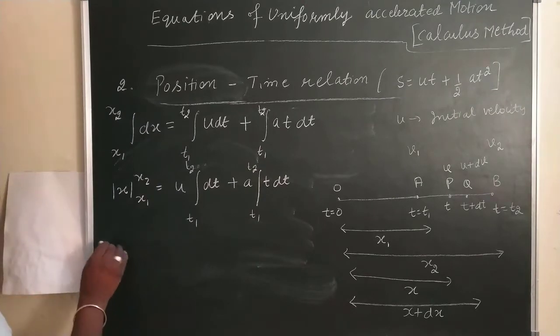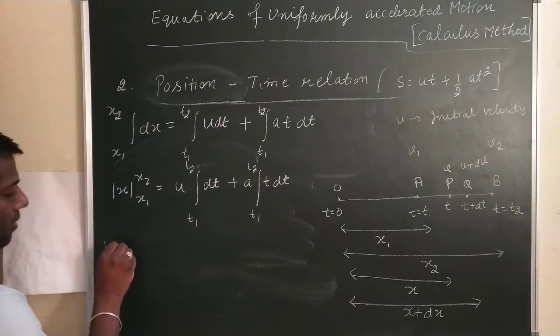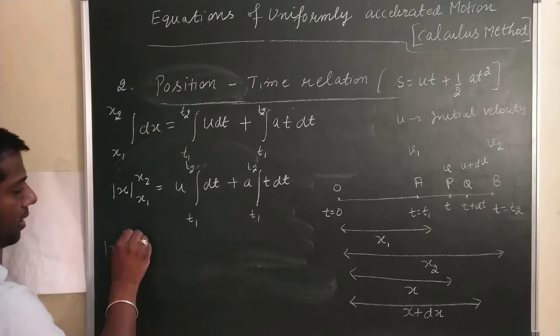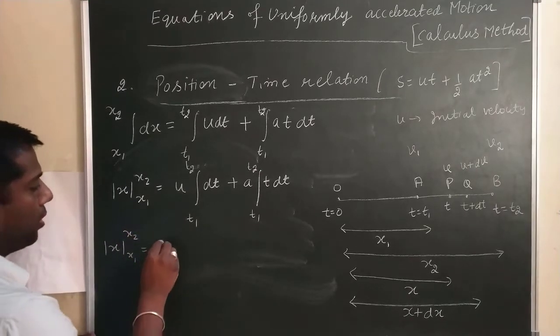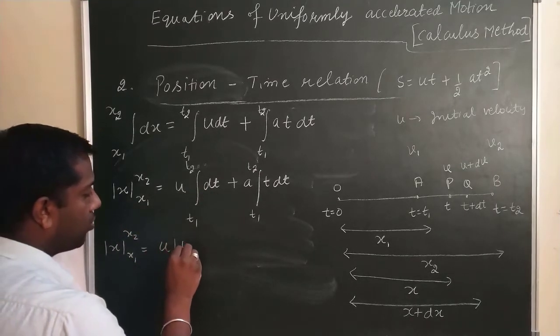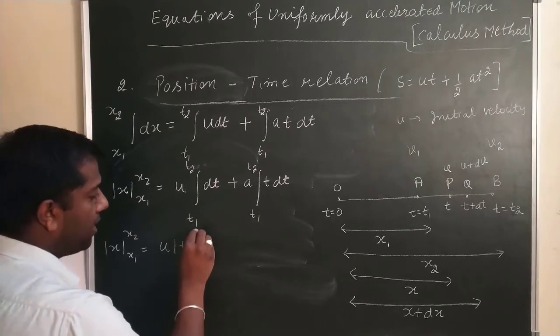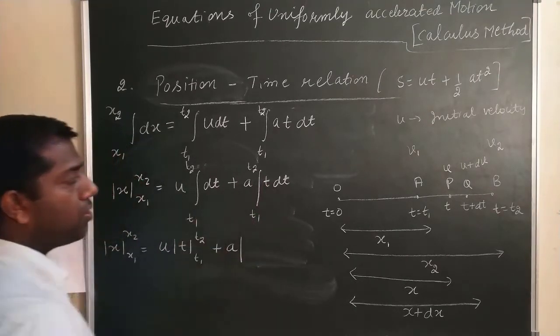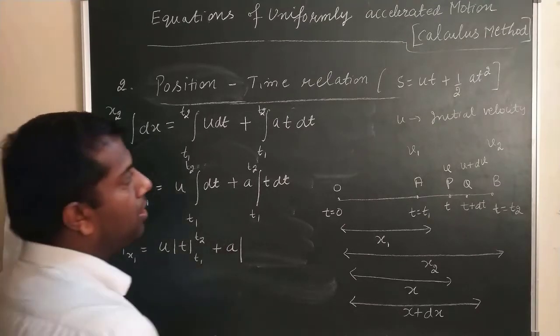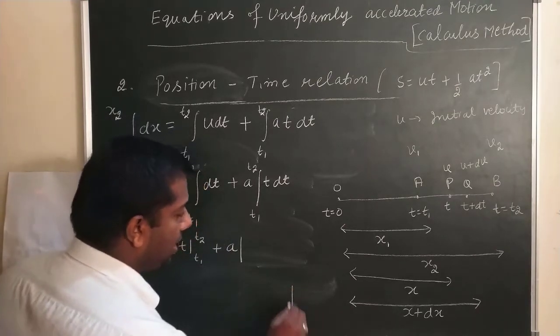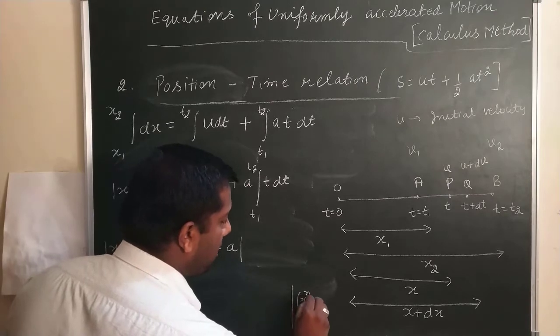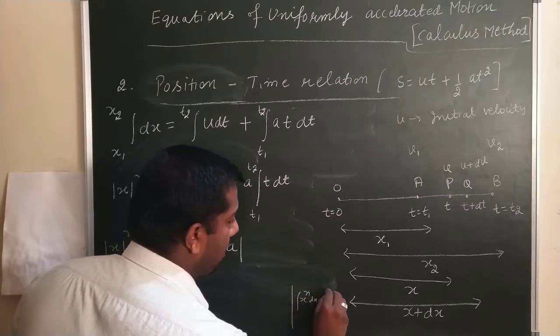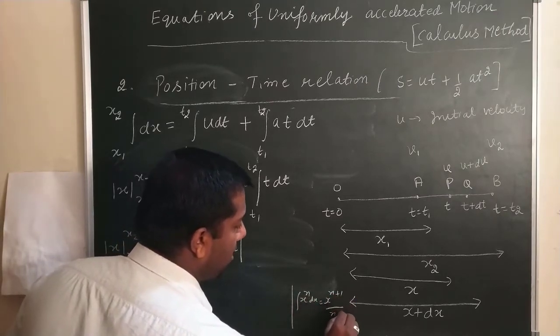Clear? So what we have? So I will write down this is x1 to x2, this is what? U. Integration of dt is what? This is t from t1 to t2 plus a. Integration of t dt is what? We have already written in the last equation. The integration of x^n is what? This is x^(n+1) by n+1.